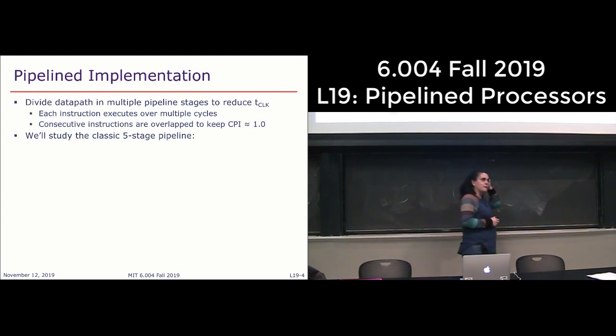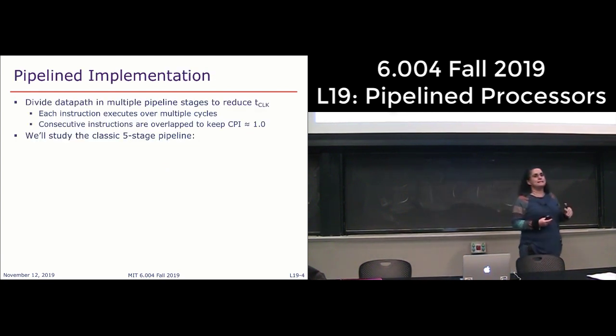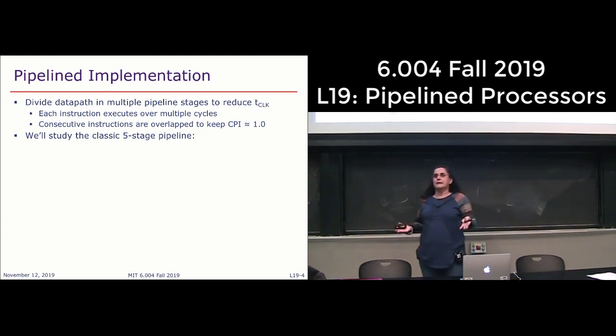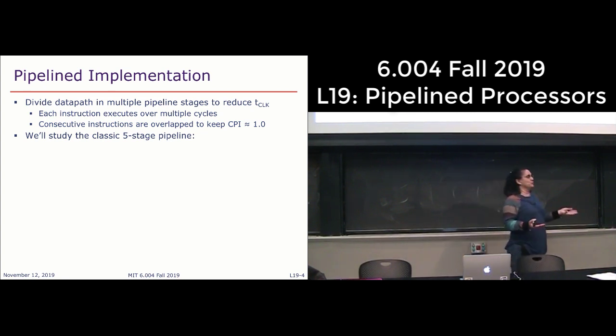So what we're going to consider today is a pipelined implementation of the same processor. And we've already seen that when we pipeline things, we're able to lower our clock period, right? How is it that I lower my clock period when I pipeline things?